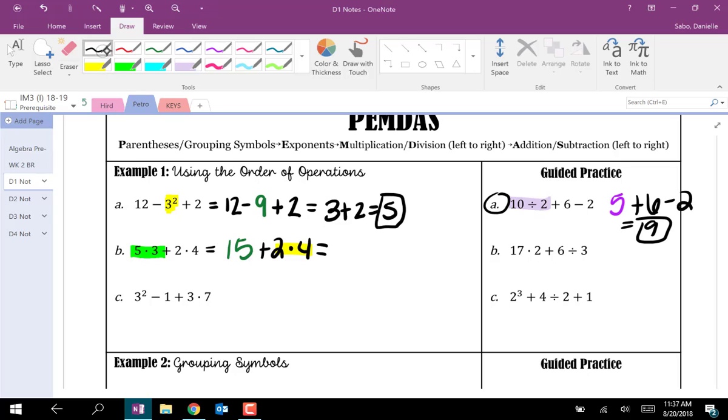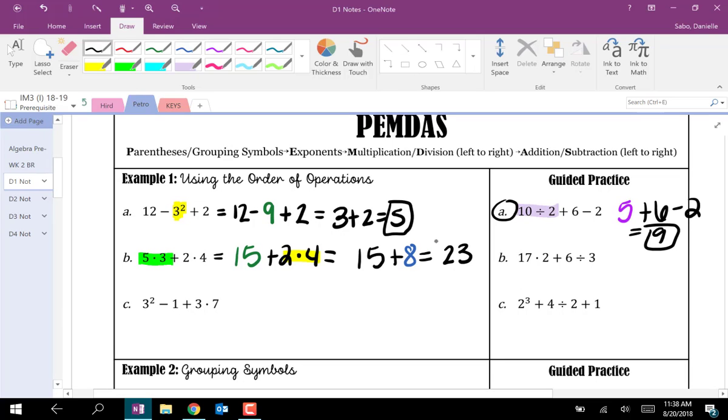Okay, so then that also gets me 15 plus what? 8. 8. And then what is 15 plus 8? I can't add, so it is 23, you're right. I am not a good adder. I'm really good at hard math, but when it comes to simple math, I tend to kind of lose it.